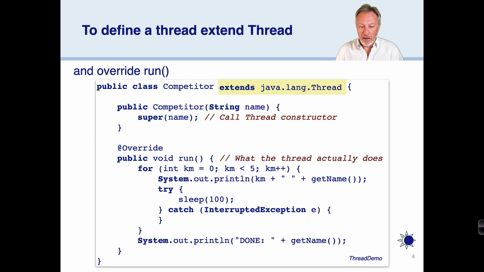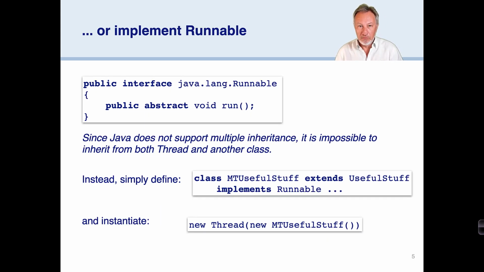The other way of creating a thread is to create a class which implements the interface Runnable. So you're more or less doing the same thing. You're creating a class that implements the method run. However, instead of inheriting from Thread and overriding and re-implementing run, you simply define an arbitrary class that implements Runnable, and you implement the run method.